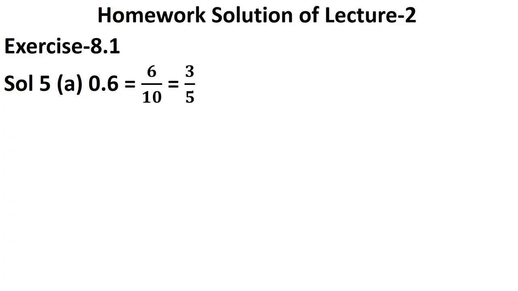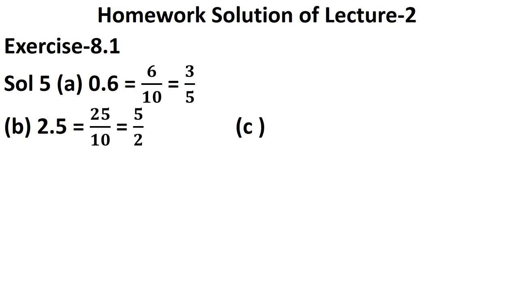This is the A part. B 2 decimal 5, which can be written as 25 upon 10. And when we convert it, we will divide it by 5. 5 5s are 25, 5 2s are 10. C part is 1.0. We move the decimal. It is 10 upon 10, which is equal to 1.